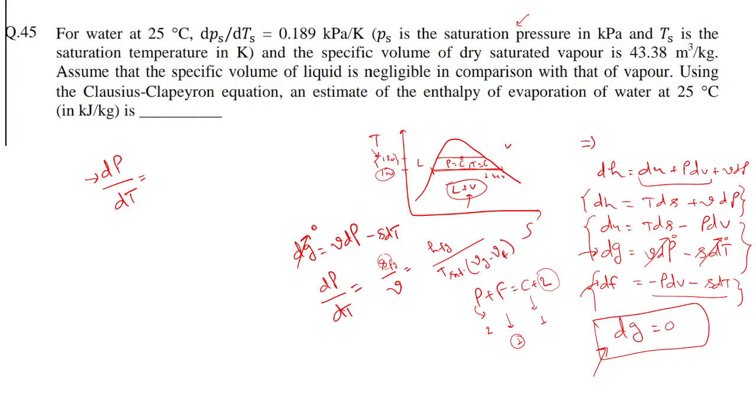So in this question, what it's saying: for water at 25 degrees Celsius, dP by dT for saturation is given as 0.189 kilopascal per Kelvin. So this value they have given, correct? And the specific volume for the dry saturated vapor, this Vg they have provided here. And assume the specific volume of the liquid is negligible in comparison to that of vapor, so you have to neglect it. Using the Clausius-Clapeyron equation. What is the Clausius-Clapeyron equation? This is the Clausius-Clapeyron equation.